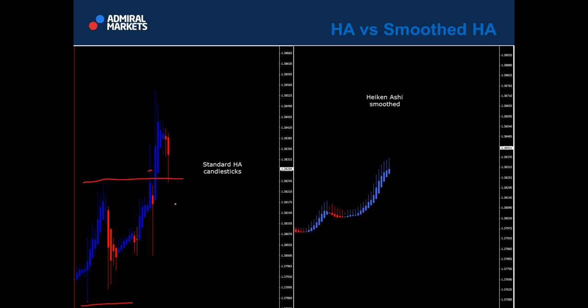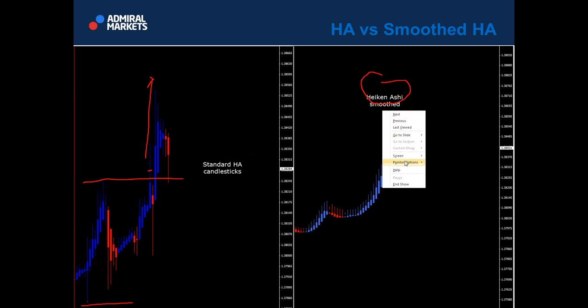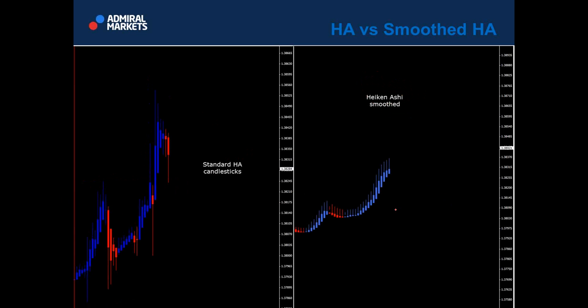Now at this example, we can see how Heiken Ashi broke through previous resistance, making a nice breakout trade. The same price action could be observed here, but we don't have wicks. It's much easier to see price action on Heiken Ashi smoothed indicator. Just observe the same price action here.